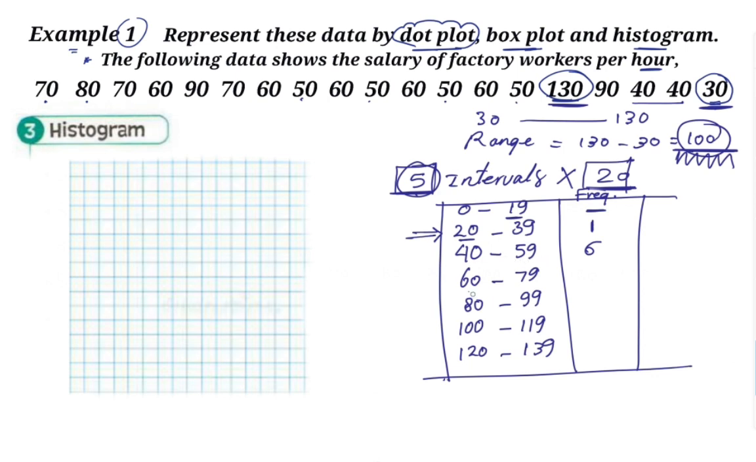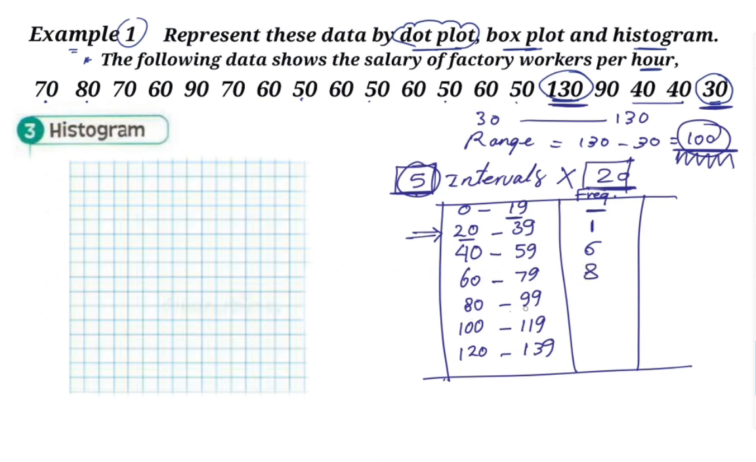Between 60 and 79, 60 and 70. How many 60s do we have? We have five 60s. Note with me, 1, 2, 3, 4, 5. How many 70s? 1, 2, 3. So we have 3 and 5. 3 and 5 equal 8. So the frequency here is 8.